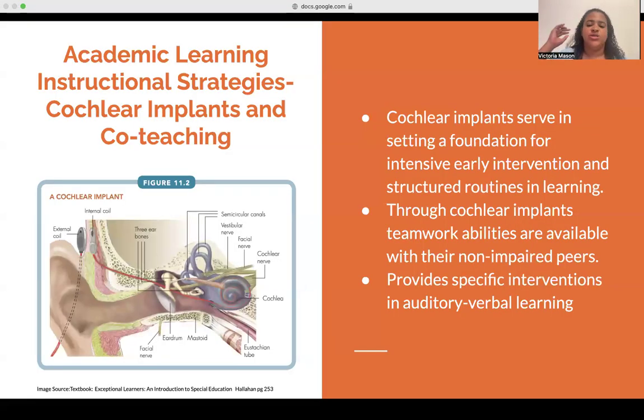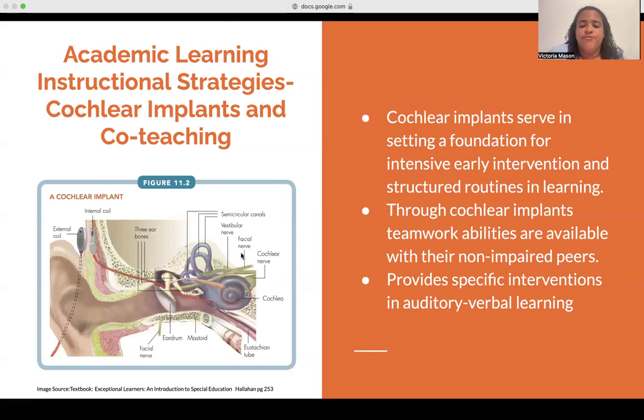So one intervention that could help for academics and learning is getting a cochlear implant. If you look at the image below, you can see that the internal coil is wrapping around the cochlea and then it's attaching to the external coil outside of the ear, and connecting those together produces sound to the brain.